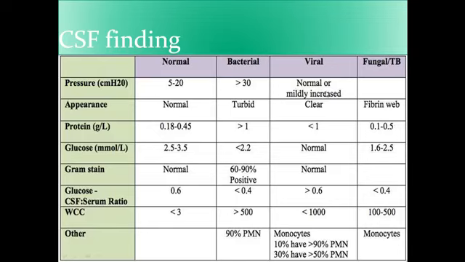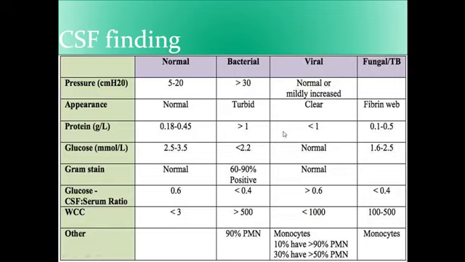In case of viral, pressure may be normal or mildly increased. Appearance will be clear, protein decreased, glucose concentration will be normal, gram staining normal, and the glucose CSF ratio more than 0.6, and white cell count less than 1000. In other cases, we found 10% more than 20% polymorphonuclear cells, and 30% of cases more than 50% lymphocytes.